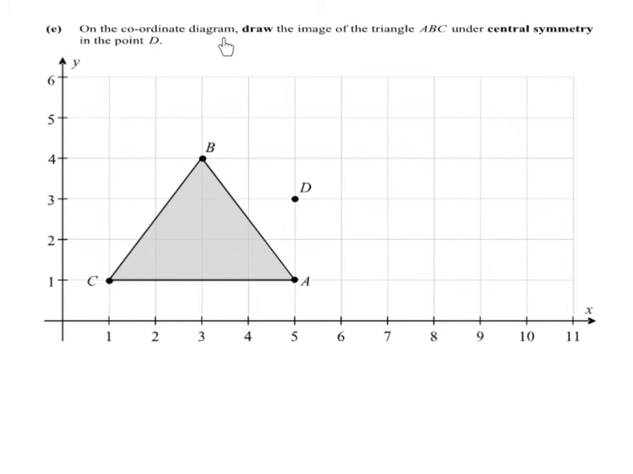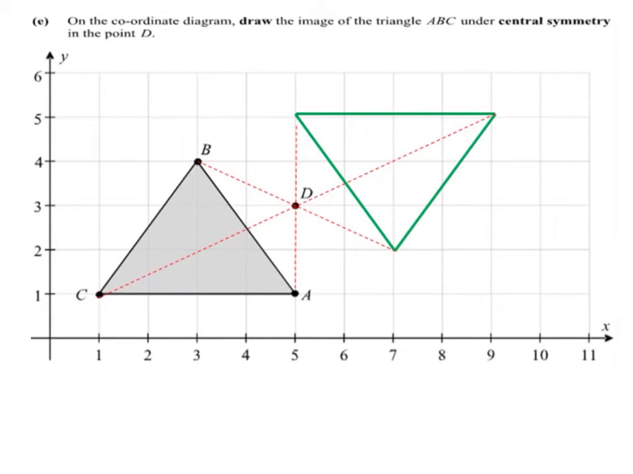Part E. On the coordinate diagram, draw the image of the triangle ABC under central symmetry in the point D. So this is our triangle ABC, and we want to draw the image of it under central symmetry in the point D. So this is the point D, and we want to draw the image of this triangle under central symmetry in this point D.